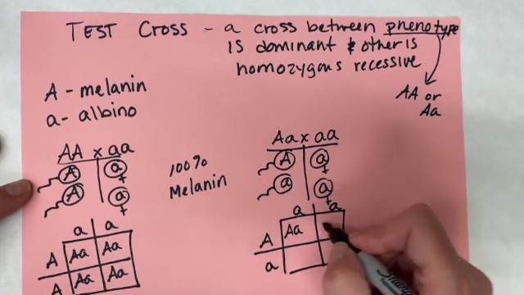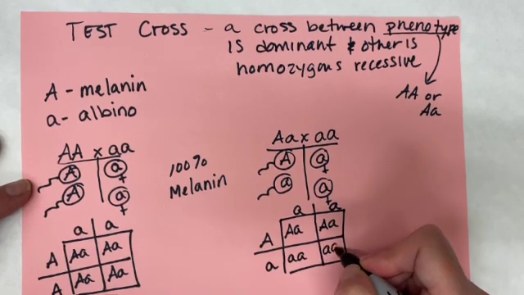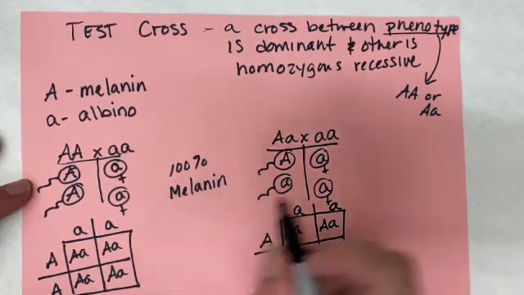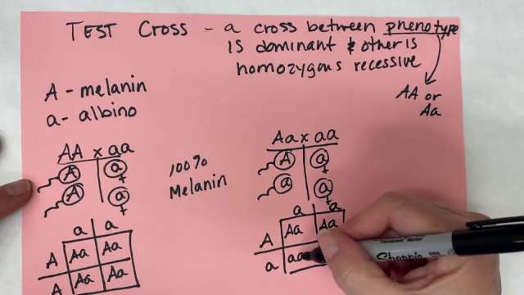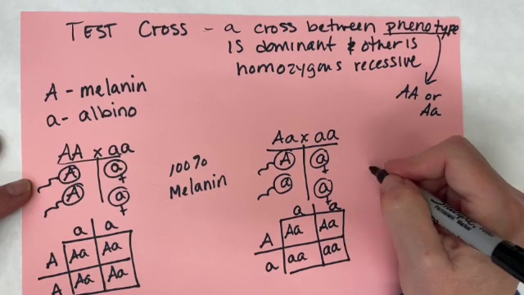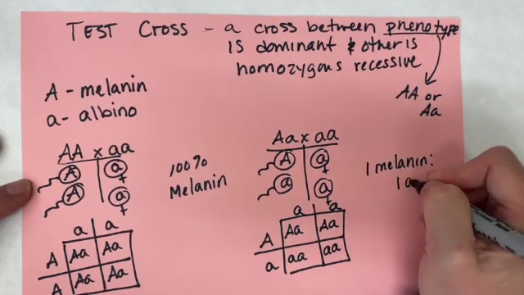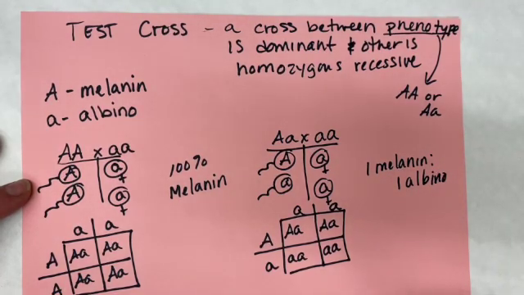And then if we fill in our predictions, you can see that the ratio of offspring is different from what we saw over here. This time we have 2 that can make melanin and 2 that are albino, or we can simplify that as 1 melanin to 1 albino. When you do the actual cross, you'll be able to see whether or not you have about a 50-50 ratio in the actual offspring, or whether they're 100% having melanin.